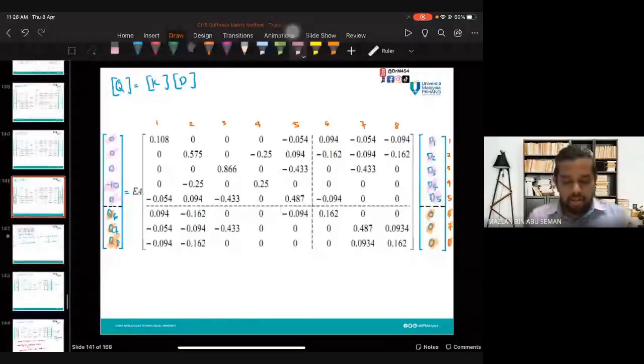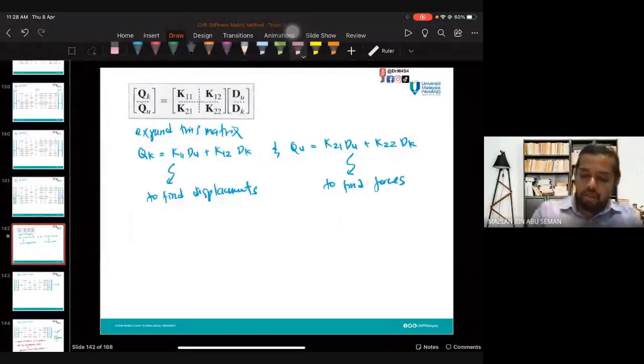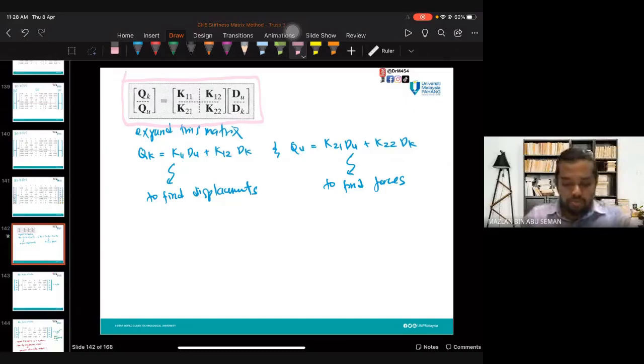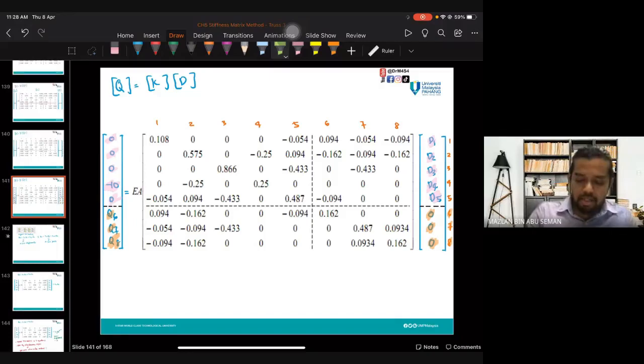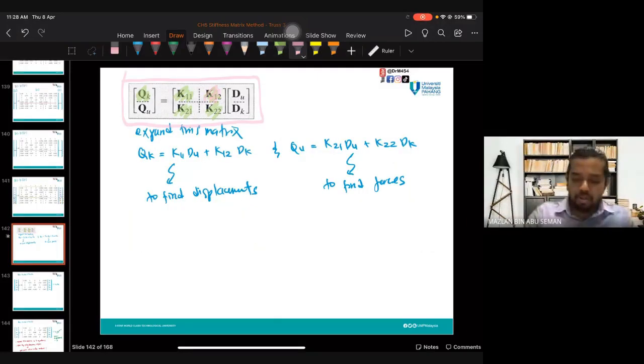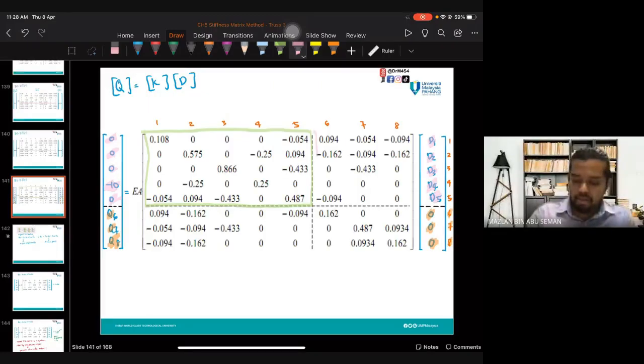Then we assemble in this shape. So you know Q, K, and where is Q1, Q2, K21, and K22. Refer back here. So this one is K11. This one is K12. And so on.